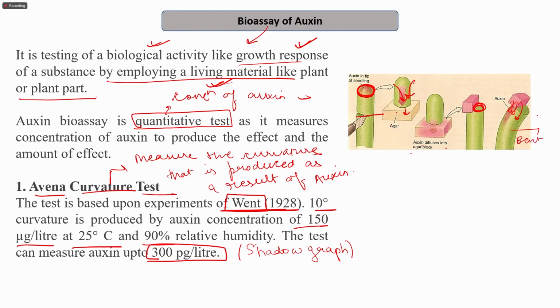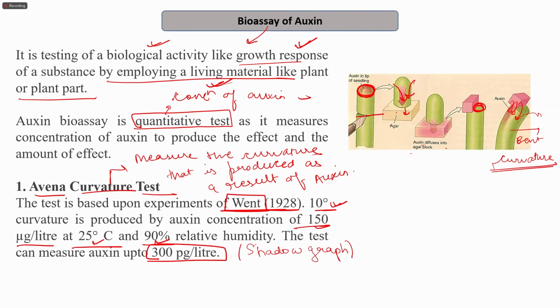So you can notice this curvature, how much change in the curve is happening, and therefore based on the angle of curvature, like a 10-degree curvature as I mentioned is produced by an auxin concentration of 150 microgram per liter, and conditions should also be checked whether it is at 25 degrees and 90% relative humidity or at some other conditions. Depending on that, we make a standard graph and we can determine the auxin concentration.